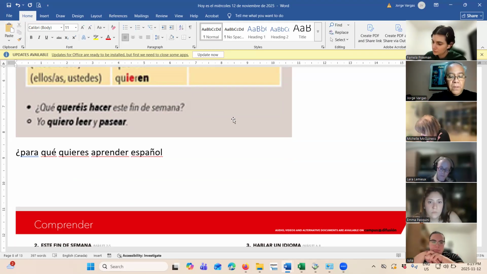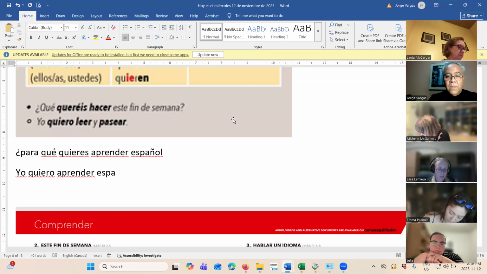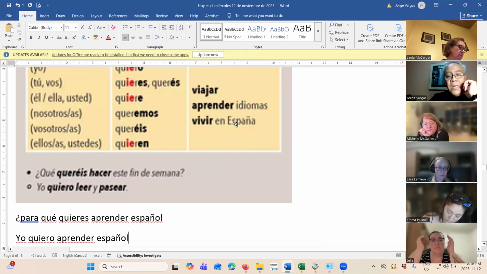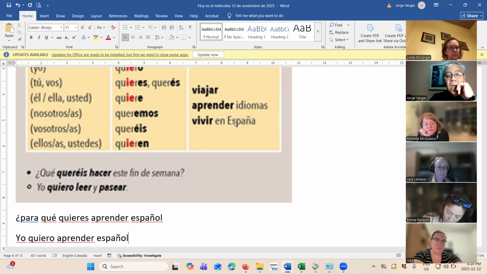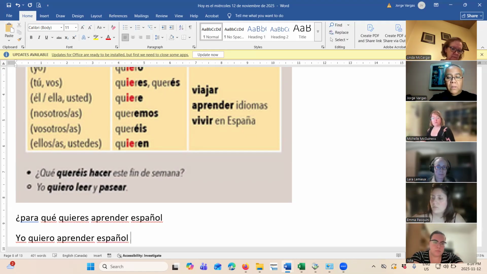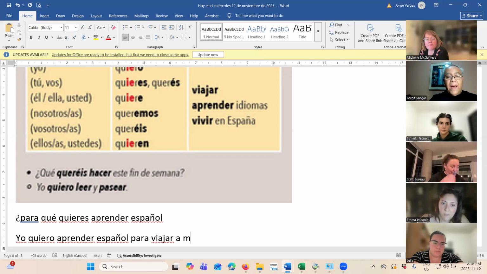I want to learn Spanish. Yo quiero aprender español. And now, if I use these three options, I could say, I want to learn Spanish in order to travel to a Spanish-speaking country. How would you do that? Yo quiero aprender español para viajar a, and give me a Spanish-speaking country. Mexico. Para viajar a México.